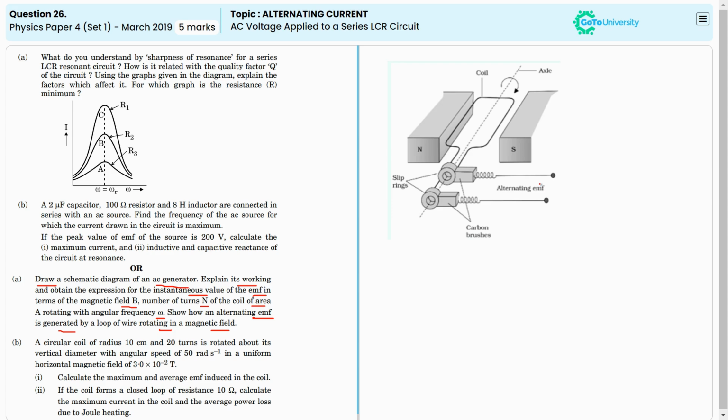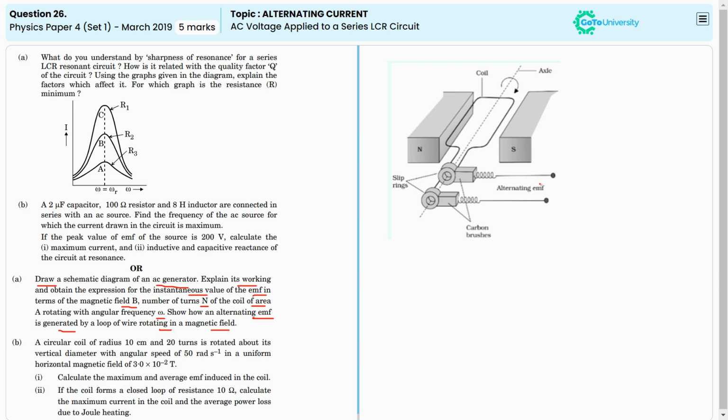Okay, let's see the working principle here. Whenever a coil is placed in a uniform magnetic field and is rotated, the flux linked with it changes, and an EMF is induced in the coil. The ends of the coil are connected to an external circuit by means of slip rings and carbon brushes. So the flux linked with the coil of area A is placed in uniform magnetic field B.